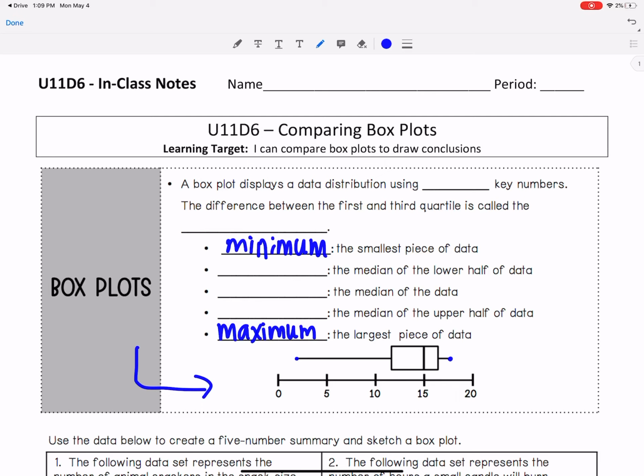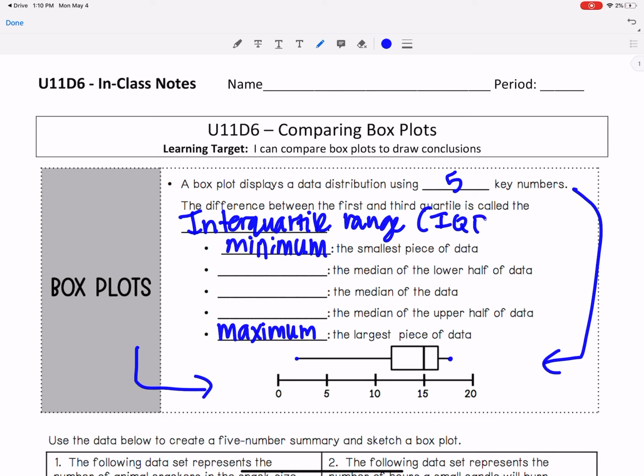So a box plot displays a data distribution using 5 key numbers. You're going to see all of those elements down below. The difference between the first and third quartile is called the interquartile range, and we've learned that word before. We also call that the IQR, if you don't want to spell all that out, the interquartile range. So we're going to take these 5 pieces of data that we have learned about already, and we're going to make this box plot below.